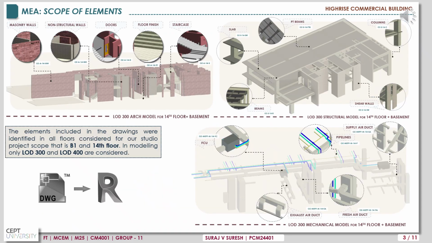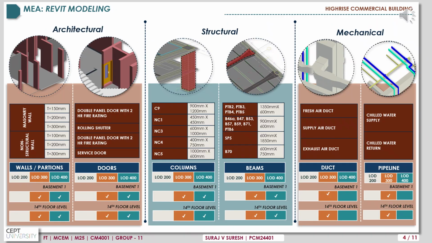Following are the elements considered for MEA of architectural, structural, and mechanical models for the 14th floor and basement 1. Given below are some elements in the architectural, structural, and mechanical models and their level of development. In architectural and structural, for walls, doors, columns, beams, and all other elements, both LOD 300 and LOD 400 models were prepared, whereas in mechanical, only LOD 300 is prepared for all the elements.